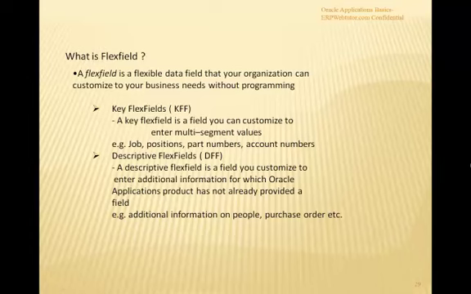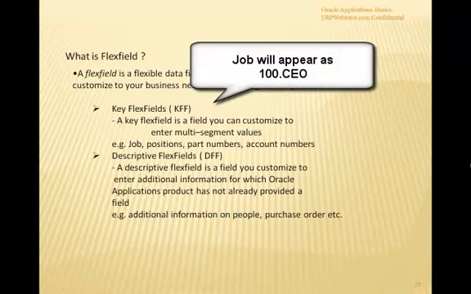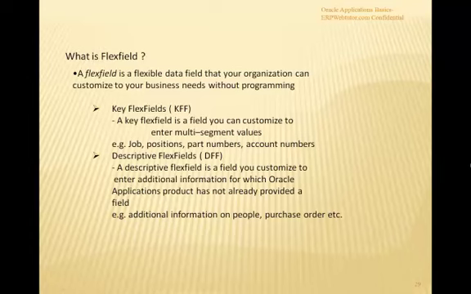So let's say you have a job, like the job code is say 100, the job name is say CEO. So you have your value as like 100.CEO as the combination of the two segments. The type of information that is used in the key flex fields would be jobs, positions, account numbers, etc.